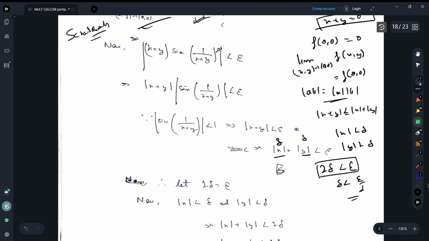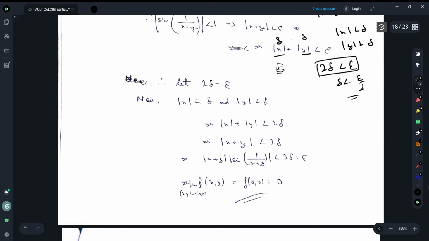Okay, now we can come to our proper proof. Here I have taken 2 delta equals epsilon. This will also do, because if 2 delta is less than epsilon, then something less than 2 delta will automatically imply it is less than epsilon. Also you can take delta less than epsilon by 2, because then also something less than 2 delta will automatically imply it is less than epsilon. You can do anything. So we choose that.